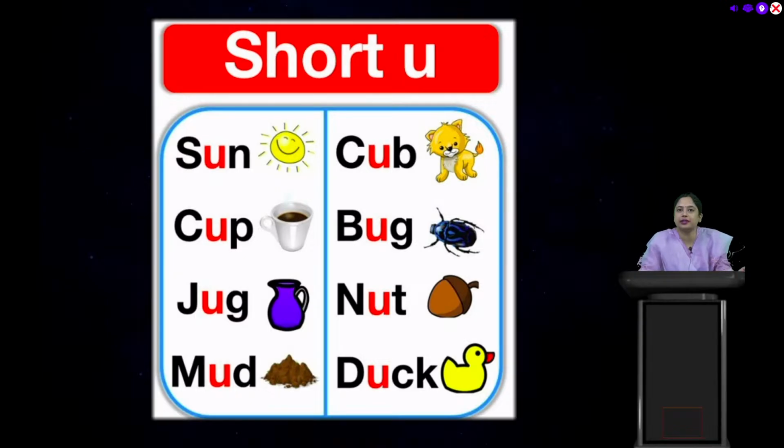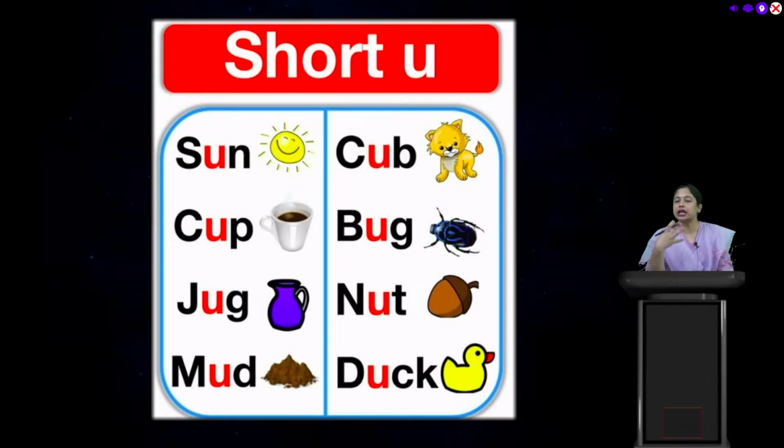Now let's come to the vowel sound U. Look at the picture everyone. S-U-N, sun, C-U-P, cup, J-U-G, jug, M-U-D, mud. C-U-B, cub, B-U-G, bug, N-U-T, nut, D-U-C-K, duck. So when we produce the sound of these words, is there stretch? Do we have to stretch? There's no stretch, right? It's very quick, it's clipped, it's short. So these words produce the shorter U sound.